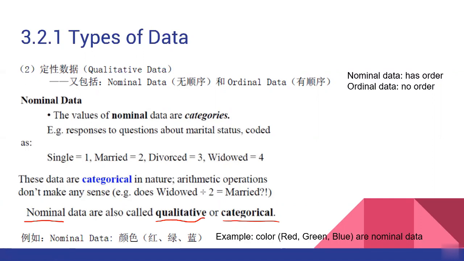Okay, another example is color. For example, for the colors red, green, and blue, these are also nominal data because on one hand, there is no number in there. On the other hand, they have no order, right? You can't say red is greater than green. So they are nominal data. Understand?